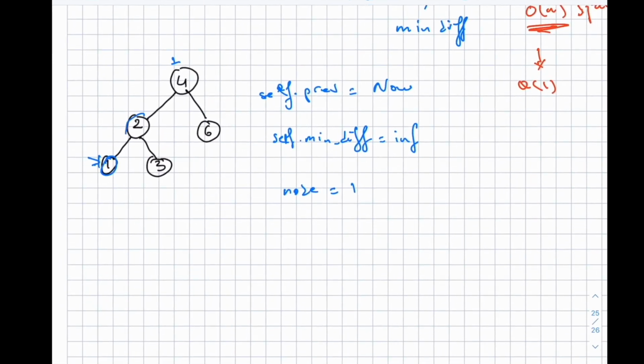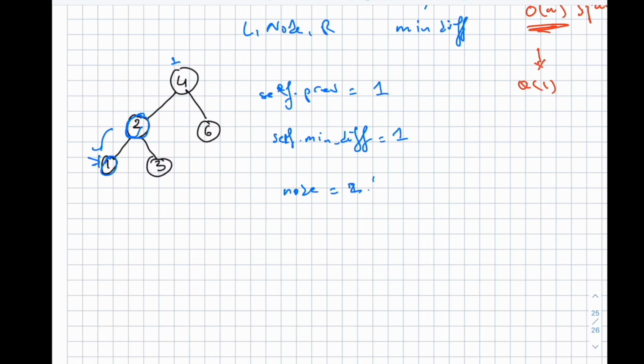In-order traversal is left node and then right. So we go to the node 2, so now our node is 2. Before going to 2, we need to register that the previous one we just visited is 1. Now the difference is 2 minus 1, which is 1, better than this infinity, so we put 1 here.